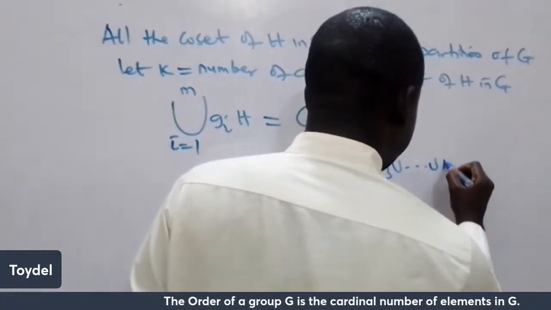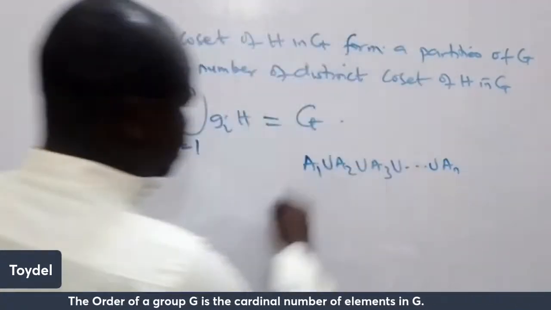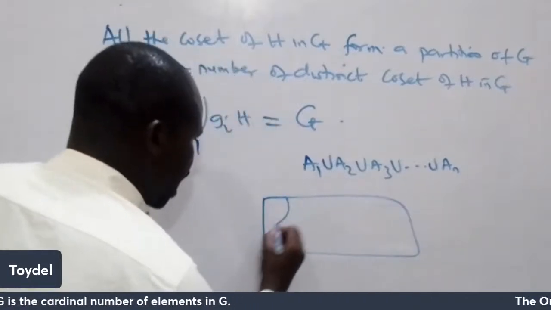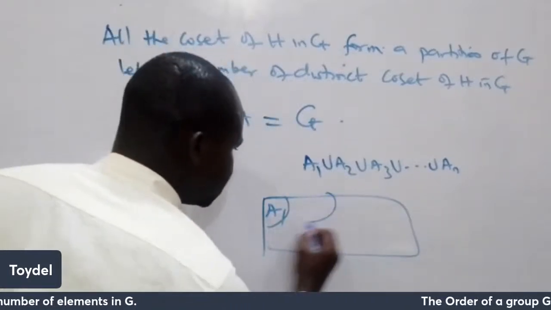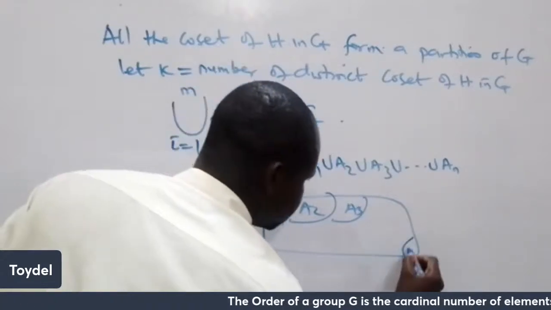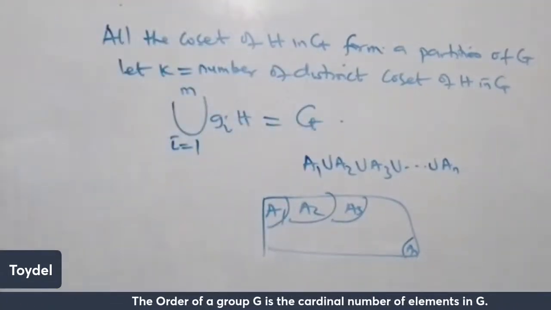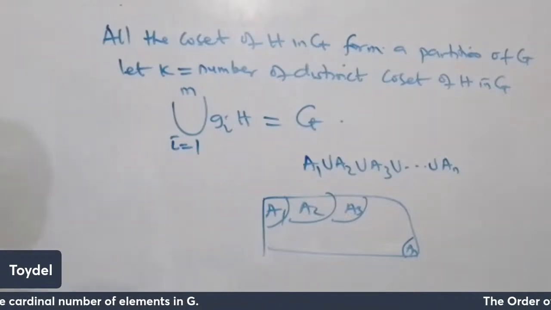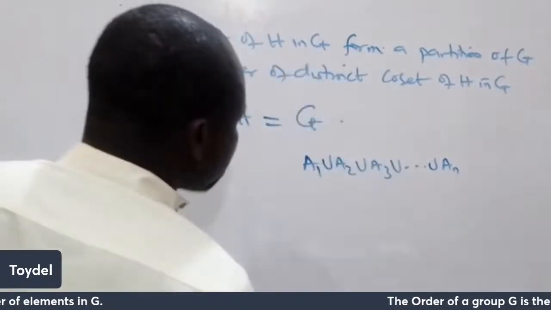Union AN. When you say partition, it simply means that when you combine all of this, let's say this is a set, and you partition it into A1, A2, A3, up to AN. That's the meaning of partition. So the subsets, the subgroups, are partitioned in that concept to form a group.